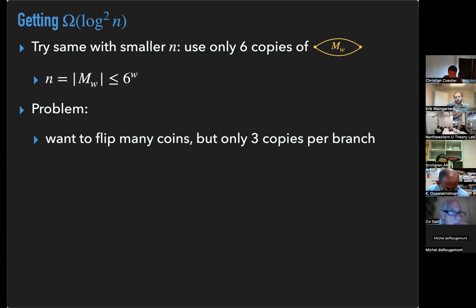Now, the problem with this approach is that in this second stage of the request sequence, we wanted to flip many coins in order to create this square root RW gap. But if we have only 3 copies on each branch, then after flipping 3 coins, I mean, after just a constant number of points, we would have possibly already reached the end, and that's not enough.